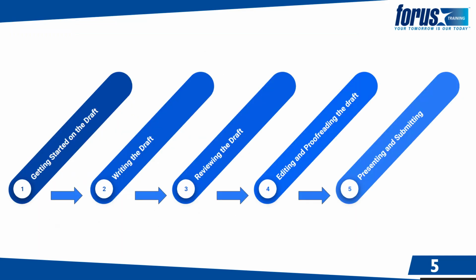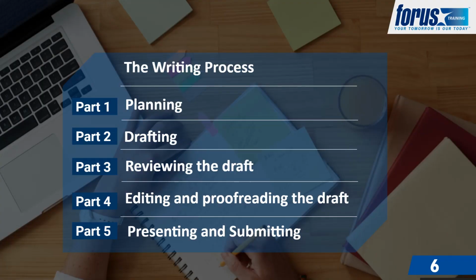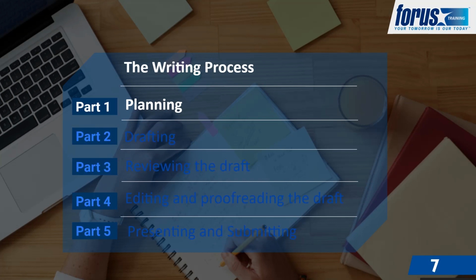So these are the stages of academic writing: getting started on the draft, writing the draft, reviewing the draft, editing and proofreading the draft, and then presenting and submitting. So I will take you through the following 5 parts to help you in this writing process: planning, drafting, reviewing the draft, editing and proofreading the draft, and presenting and submitting. So first we will cover the planning.